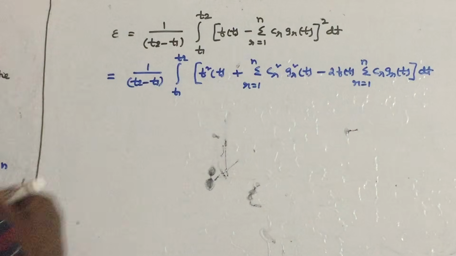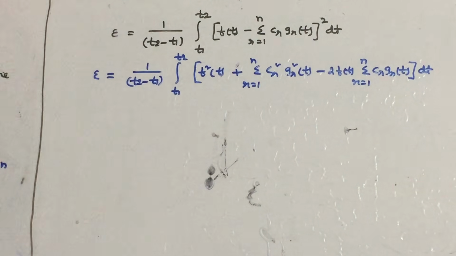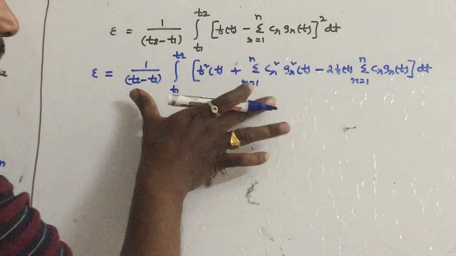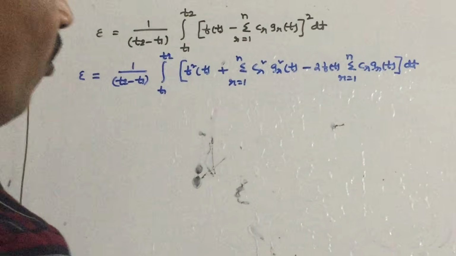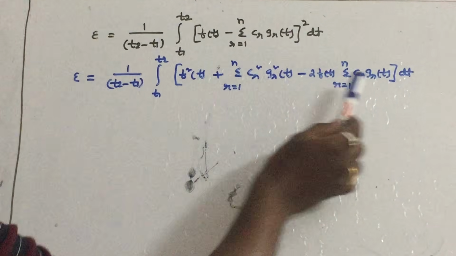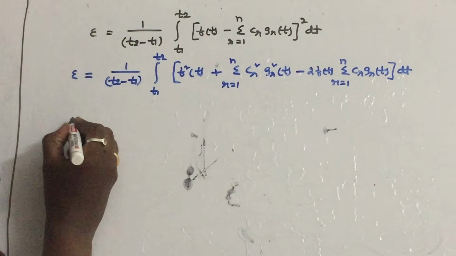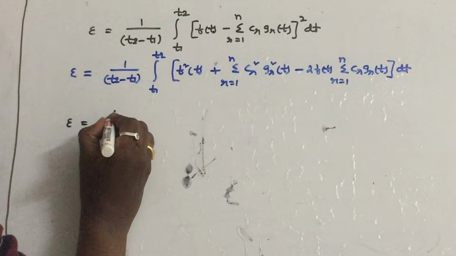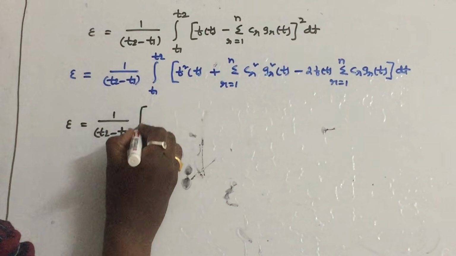So till this point we have discussed orthogonal signal space. The derivation is the same as that of orthogonal signal space up to this point. Now let us take this integral inside and rewrite the terms. So epsilon is equal to 1 by t2 minus t1. Let us take this integral inside.